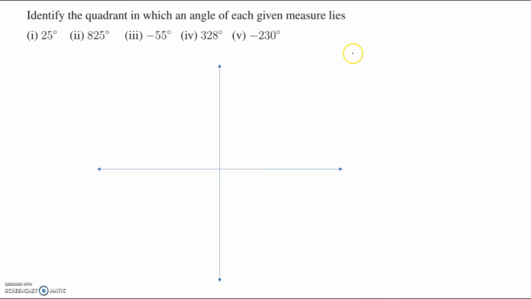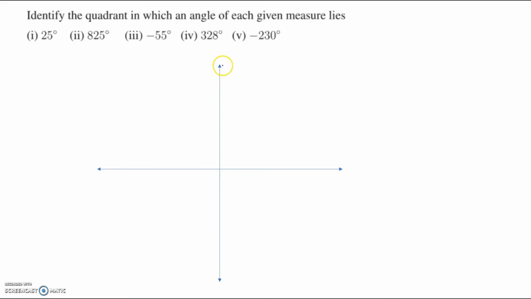In this video, we will do the problems from exercise 3.1. So the first question is, identify the quadrant in which an angle of each given measure lies. So the first is 25 degrees.